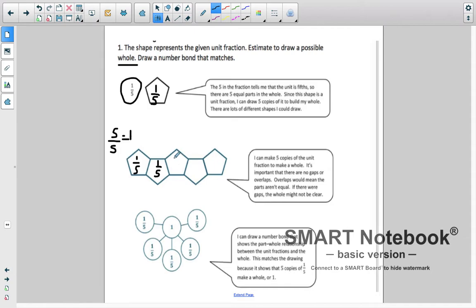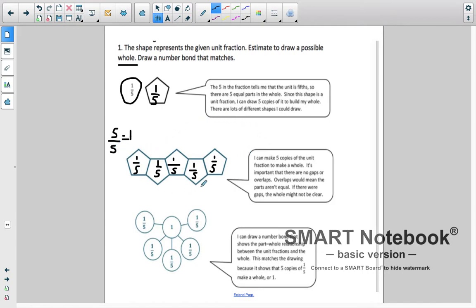Each diamond. So I'm going to write 1/5 in each diamond. So I know that the diamond equals 1/5. Or not the diamond, the pentagon, I should say. So now I have 5 pieces, 1, 2, 3, 4, 5. And if I was to add the top, 1 plus 1 plus 1 plus 1 plus 1, that would equal 5. And the bottom number never changes, so that is also 5. So that gives me 1 whole. This is a shape that I drew.